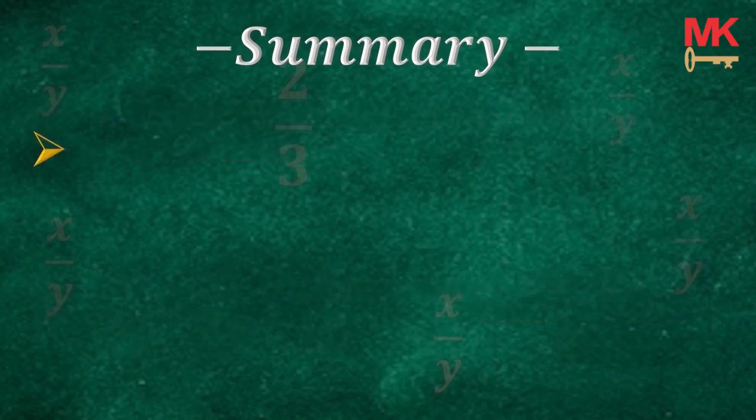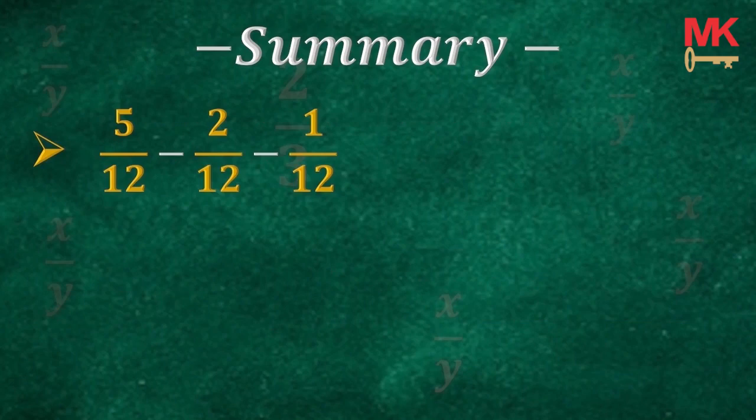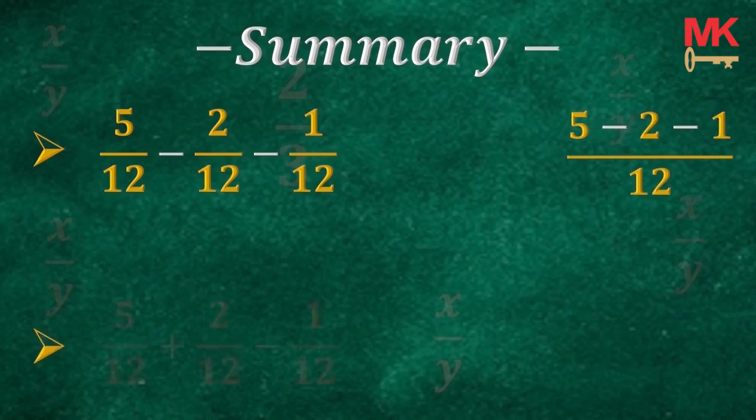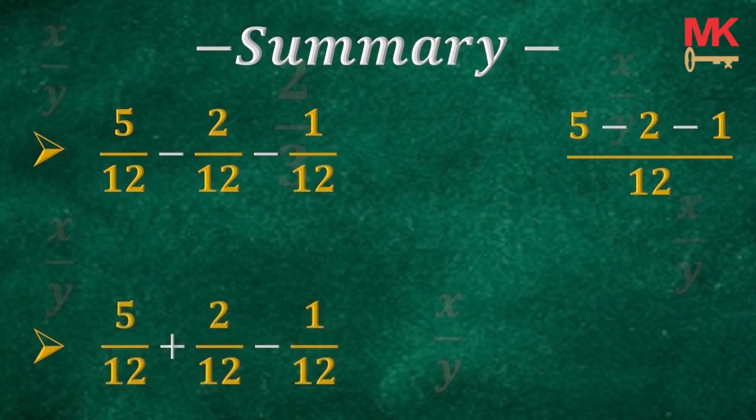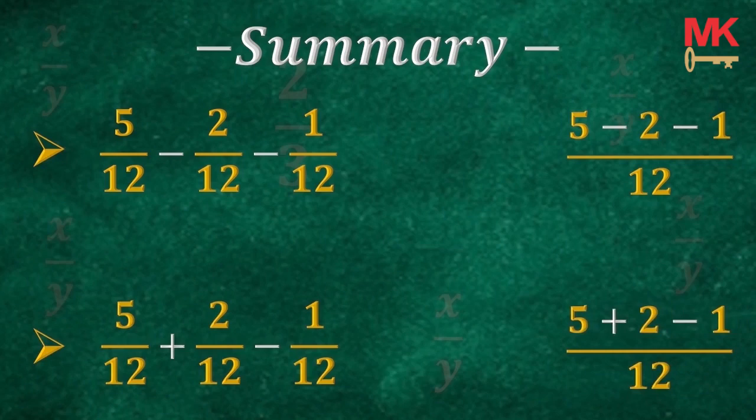3. To subtract 2 or more fractions with the same denominators, we pick one of the denominators and subtract all the numerators. And lastly, to add and subtract 2 or more fractions with the same denominators, we also pick one of the denominators, then add and subtract the numerators according to the operations.